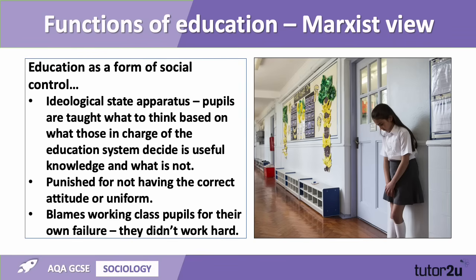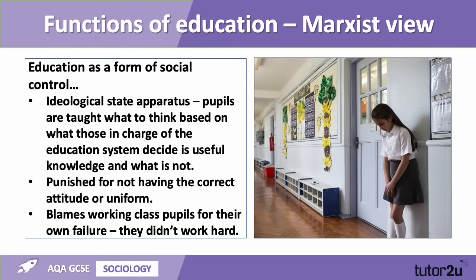It's also argued that education acts as a form of social control over pupils and shapes what they think. We call this ideological state apparatus. Those in charge of the education system decide what is useful knowledge and what is not, and they dismiss knowledge that is not on the formal curriculum. Behaviour that is not consistent with the ruling classes is punished, especially uniform attitudes and language, which again is a form of social control. Marxists believe that the schools prepare working class pupils to accept a life of exploitation. Let's think about Bowles and Gintis's correspondence theory here.